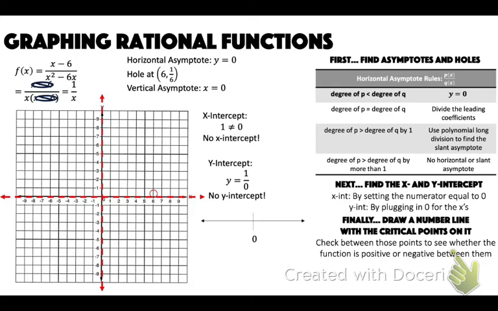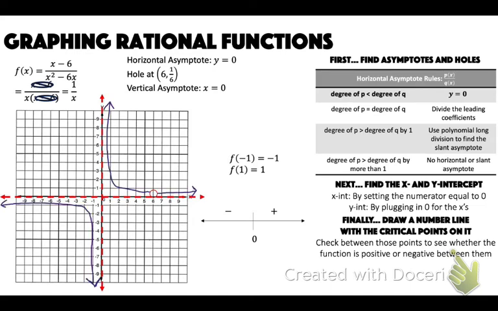Then let's just do our number line and see where this is positive, where it's negative. So if we plug in -1, you get a negative. If you plug in +1, you get a positive. So on the left, that's negative. On the right, it is positive. Okay? The domain here will be -infinity to 0, and then 0 to the hole, so to 6, and then 6 to infinity. The range is -infinity to 0, 0 to 1/6, and then 1/6 to infinity. Okay?